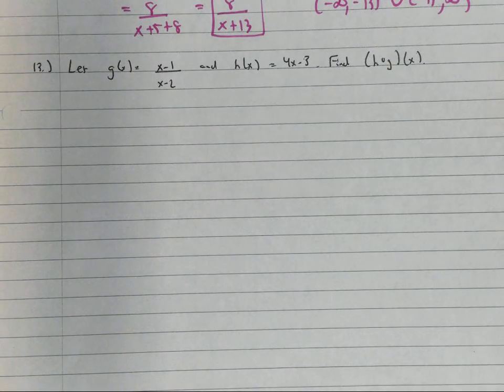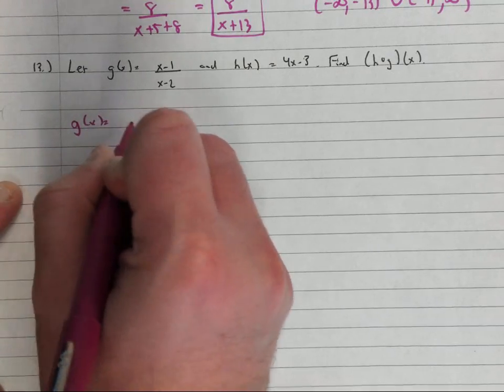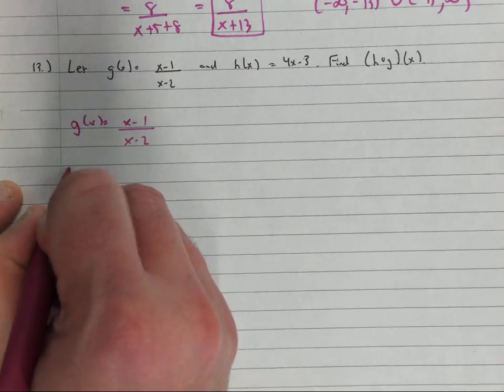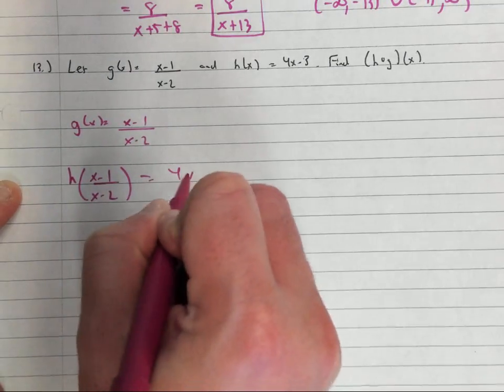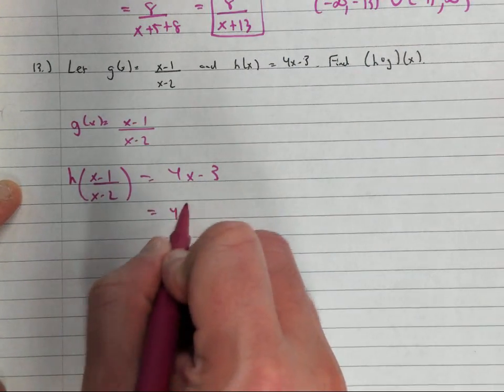Number 13. It says let g of x and h of x equal this. h of g of x. What is x closest to? g. So I'm going to go g of x, I plug x in, did it change it? Didn't change it, did it? Now I'm going to take this and plug it into my h. Well, my h function is 4x minus 3. I'll take this, I'll plug it in for my x.